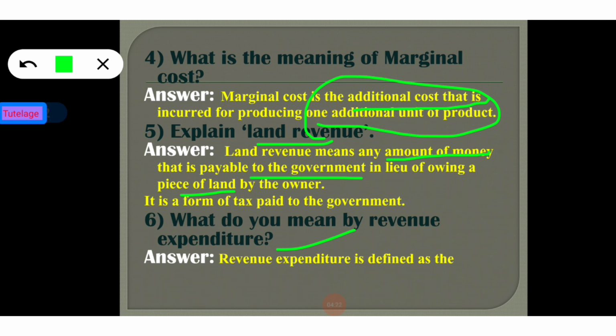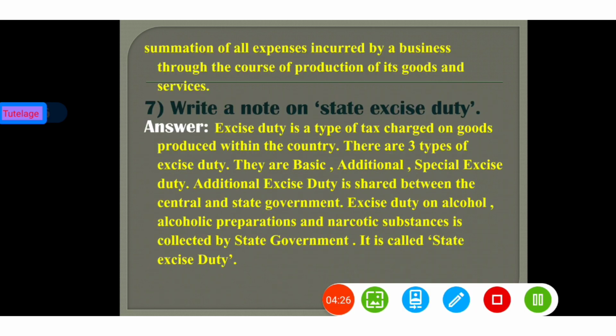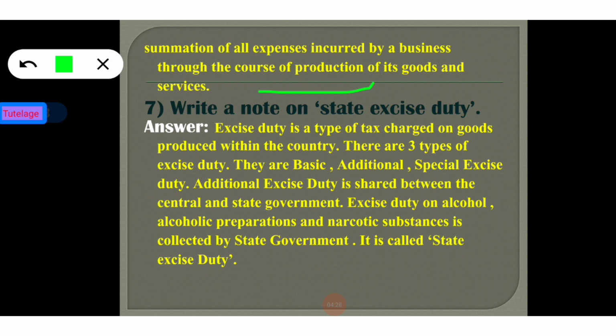So revenue expenditure is defined as the summation of all the expenses incurred by a business through the course of production of its different types of goods and services. So revenue expenditure is equal to the summation of all expenses which is incurred by a production process. Clear? I think this is clear.